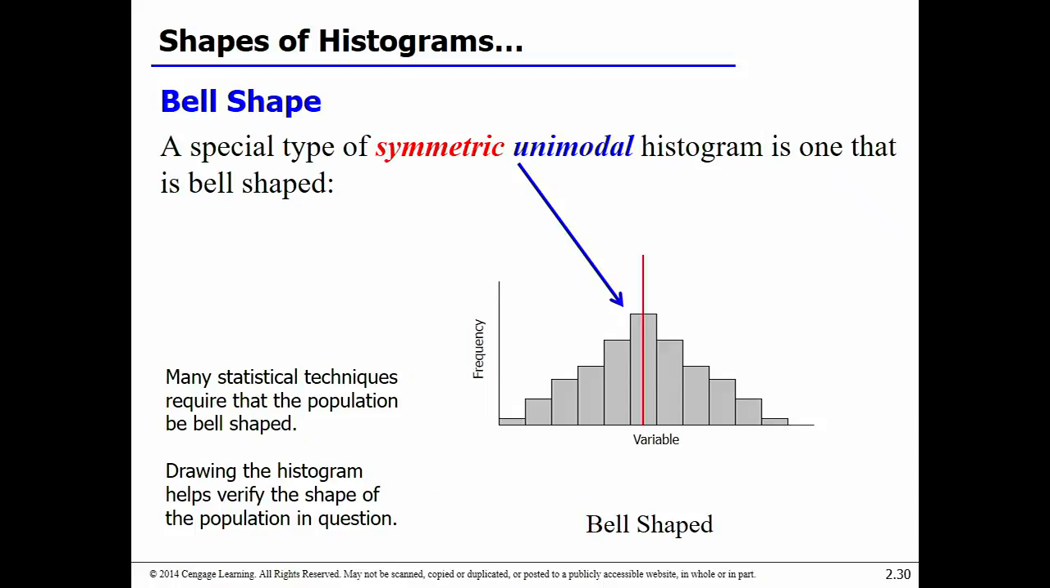Finally, we may uncover histograms that look like this. This is a very, very special histogram. It is called the bell-shaped histogram. Why is it special? It's symmetrical, it's unimodal, and it's bell-shaped. Where have we seen this, Tony? Where do you see this, Tony? It is the normal distribution.